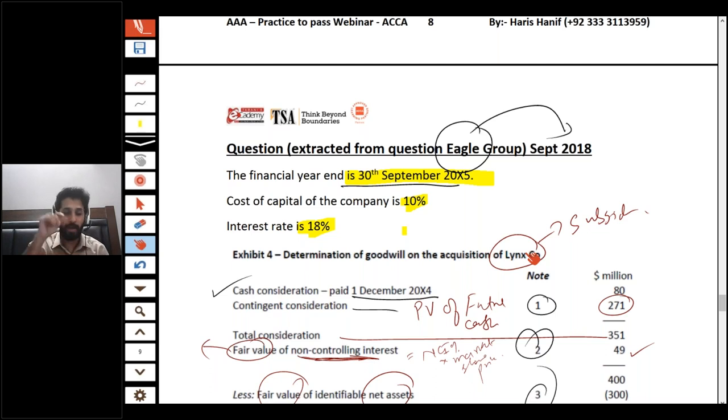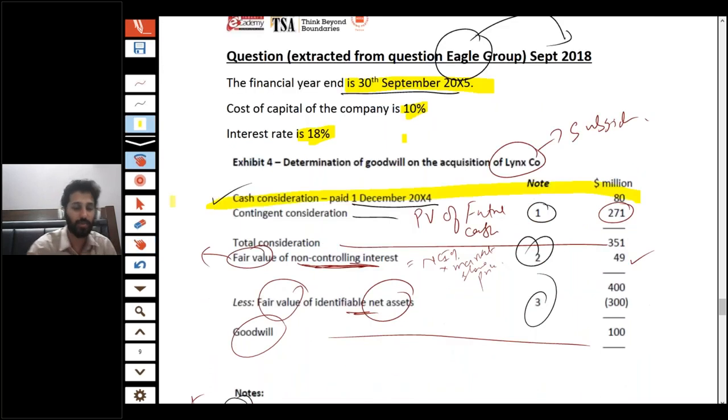First of all, there might be the agreement between the Eagle Group and the Links company. So you should review the agreement between the Eagle Group and the Links company, which will be confirming the holding percentage and sale percentage, the amount and all that stuff. And then 80 million is the cash consideration paid.